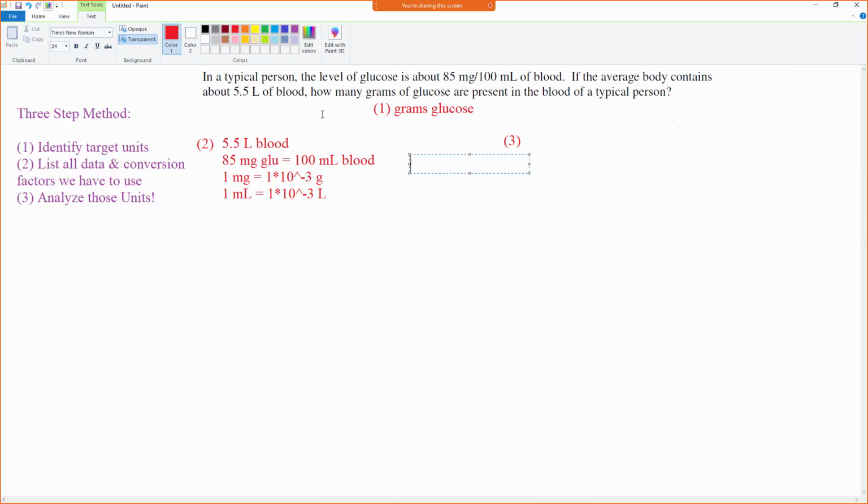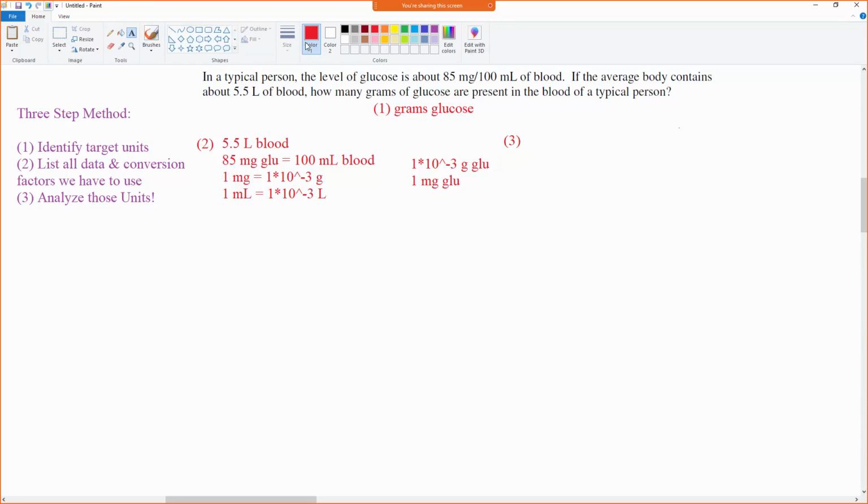So grams of glucose are nowhere. So instead we're going to use this grams here to be our grams of glucose. 1 times 10 raised to the -3 grams of anything, including glucose, is going to be 1 milligram of glucose. Does that make sense? Why I did it that way? Okay. 1 yes and 2 no's.